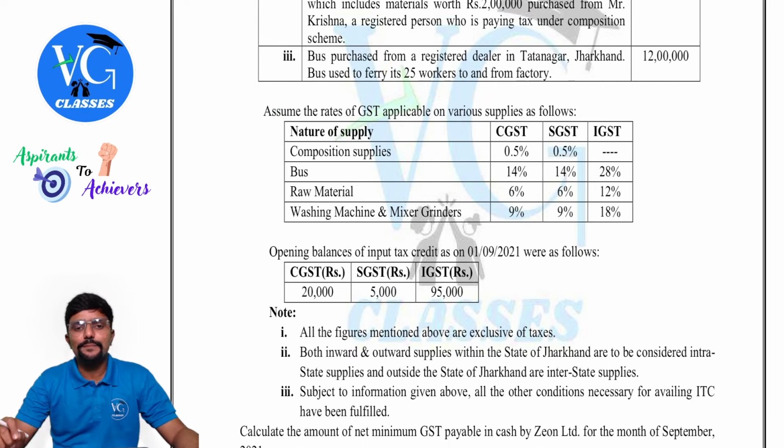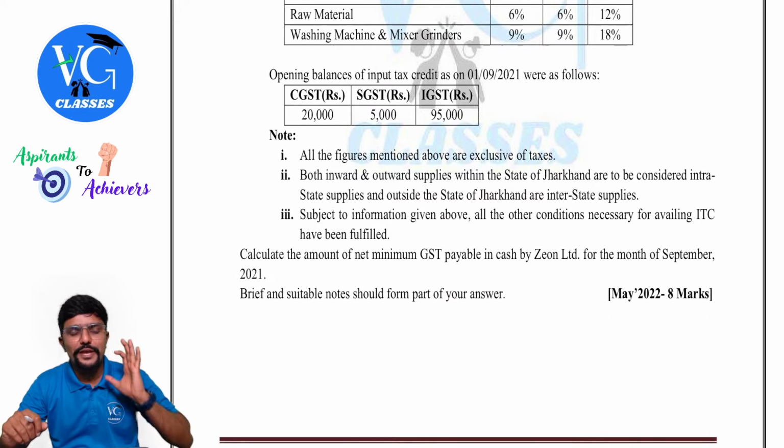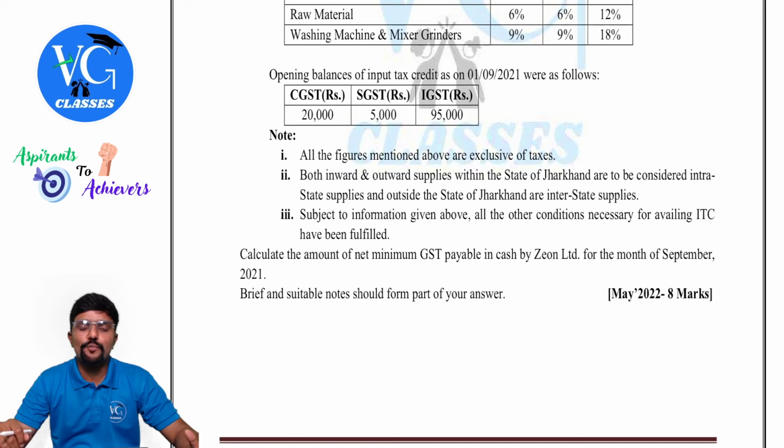Assume the rate of GST applicable on various supplies as follows. Composition supplies 0.5, 0.5, bus 14, raw material 6, that is IGST 12, washing machine and mixer grinders 9, and 18, guys. Opening balance of input tax credit as on 1st September 2021 were as follows. CGST 20,000, SGST 5,000, IGST 95,000. Note, all the figures mentioned above are exclusive of taxes.